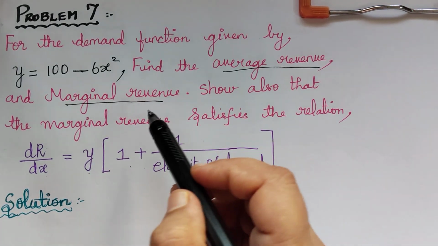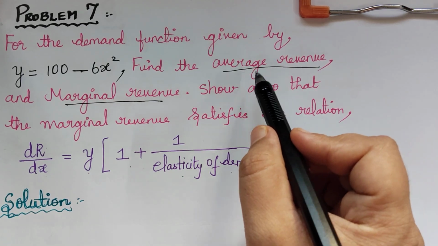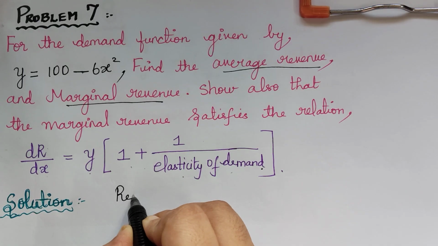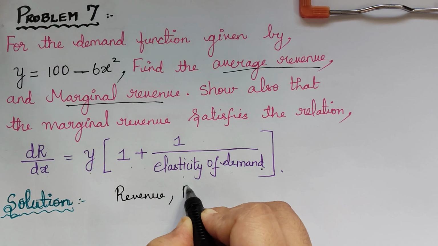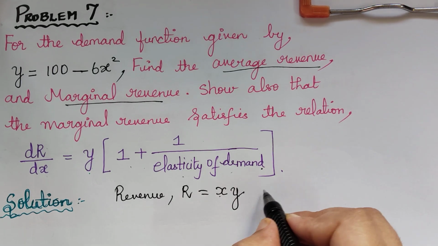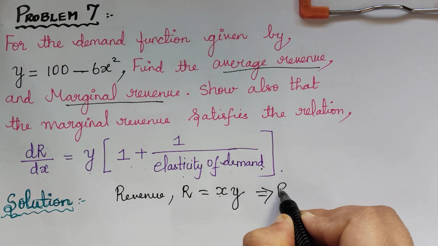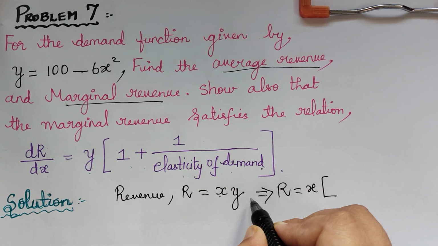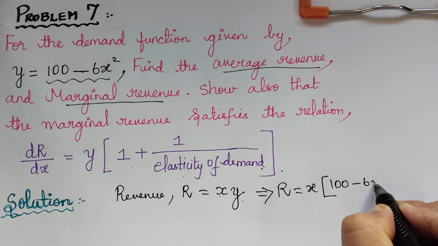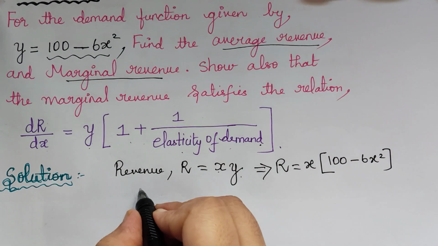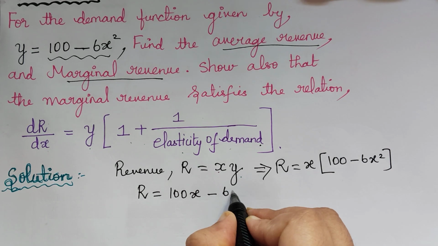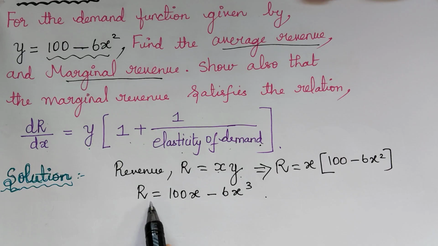So now, first we have to find the revenue in order to find the average revenue and marginal revenue. We know that the revenue function is given by capital R, which is equal to the product of x and y. So x multiplied with y. So from this we obtain R to be equal to x multiplied with what is y given in the question? It is 100 minus 6x square. And so therefore R is equal to 100x minus 6x cube. So this is capital R.